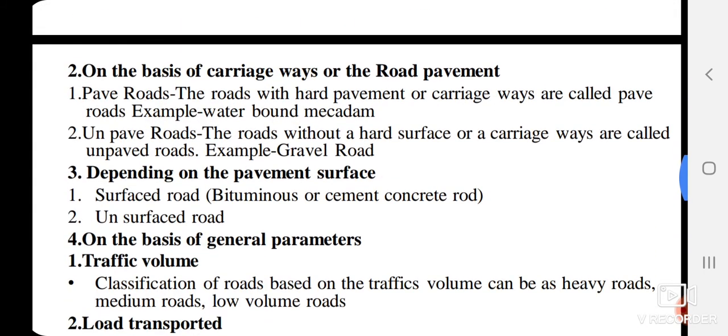Previously we said that on the basis of weather we classify roads into two types. Next is on the basis of carriageways or road pavement. On the basis of pavement we classify two types of roads, that is paved roads and unpaved roads. Paved roads means roads with hard pavements or carriageways. Water bound macadam, which we will study later, is an example of paved roads. But unpaved roads means roads which do not have any hard surface of carriageway.